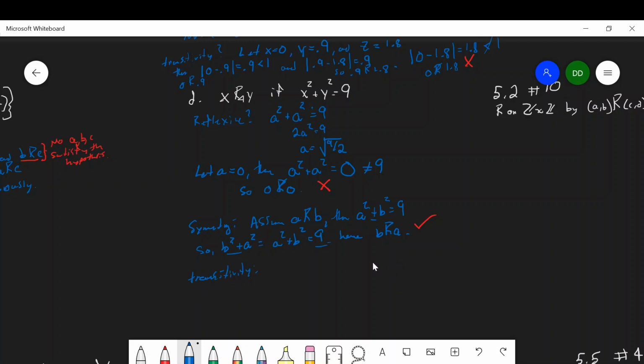So for this one, this might be a little bit hard to see. So we're going to make our assumption. Assume a is related to b and b is related to c. So what does this tell us? This tells us that a squared plus b squared equals 9. And let's see, what else does this tell us? This tells us that b squared plus c squared equals 9. Okay, and I'd like to conclude that a squared plus c squared equals 9.